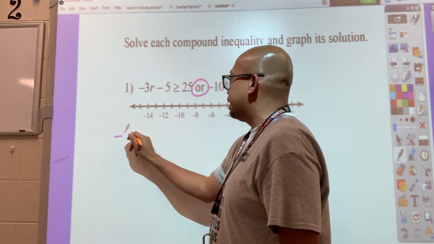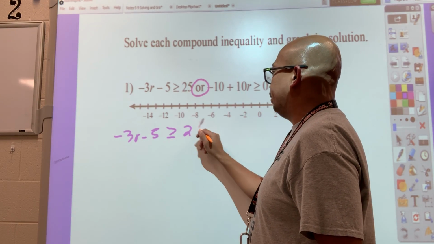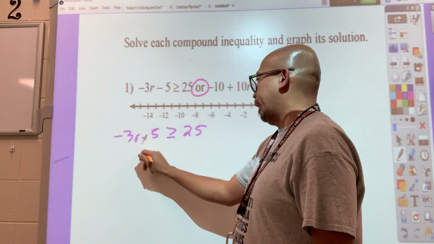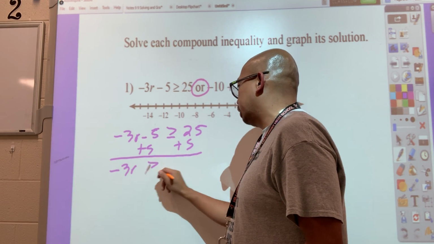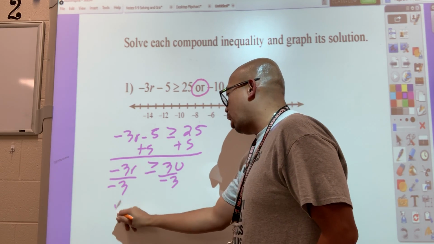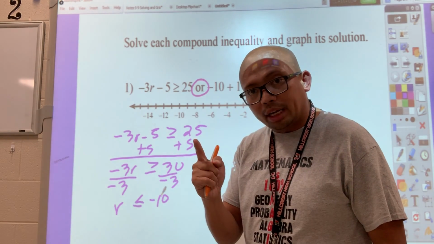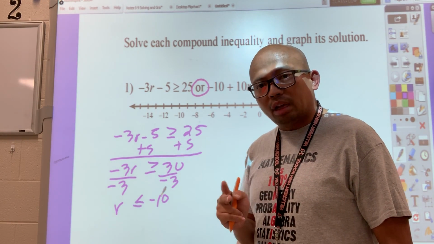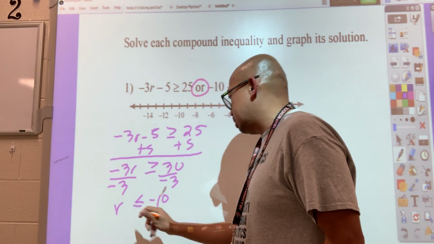Here, we're going to work them out separately. First problem on the left is negative 3r minus 5 greater than or equal to 25. For the r, by adding 5, this will give you negative 3r greater than or equal to 30, and dividing by negative 3, r is less than or equal to negative 10. Remember, when you divide or multiply by a negative number, the inequality symbol flips.